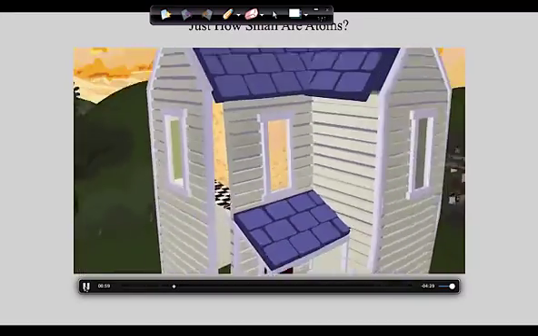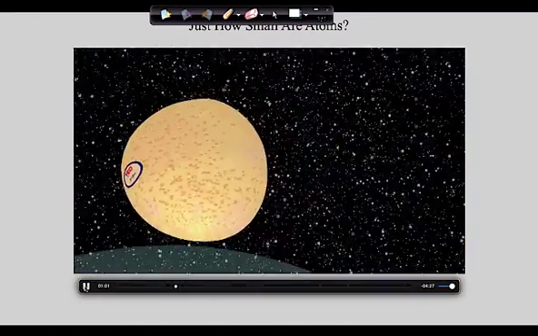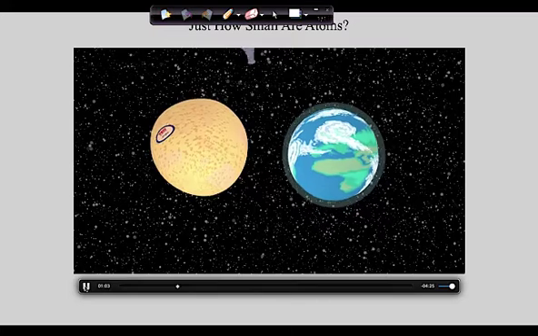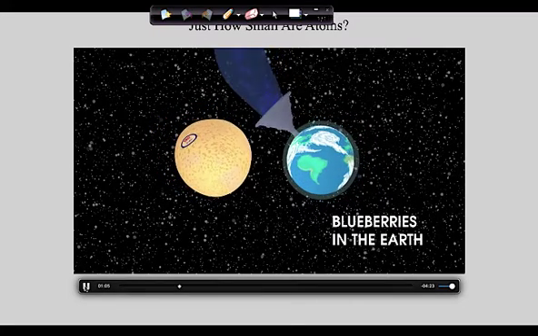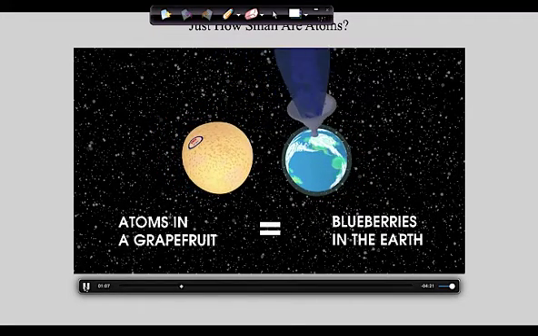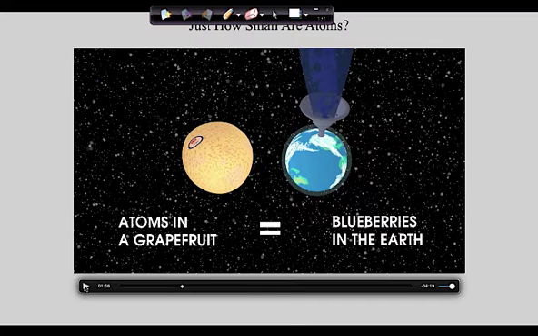It would have to be the same size of, well, actually, the Earth. That's crazy. You mean to say that if I filled the Earth with blueberries, I would have the same number of nitrogen atoms as a grapefruit? Got it? So guys, it takes the same number of nitrogen atoms to fill a grapefruit as it would blueberries to fill the entire Earth.